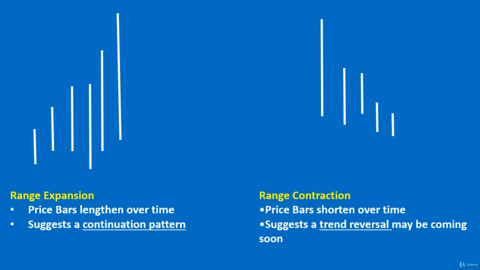If we look at a range contraction, that's where the price bars are shortening over time. And you can see from the left to the right on the right-hand image there, how the bars are getting much, much shorter. And that suggests a trend reversal may be coming up soon too. So as well as using these other indicators we're going to learn all through the course, you start looking at range expansion and range contraction, where a continuation or a trend reversal might be indicated by the patterns within the price bars themselves as far as what may be going on here.